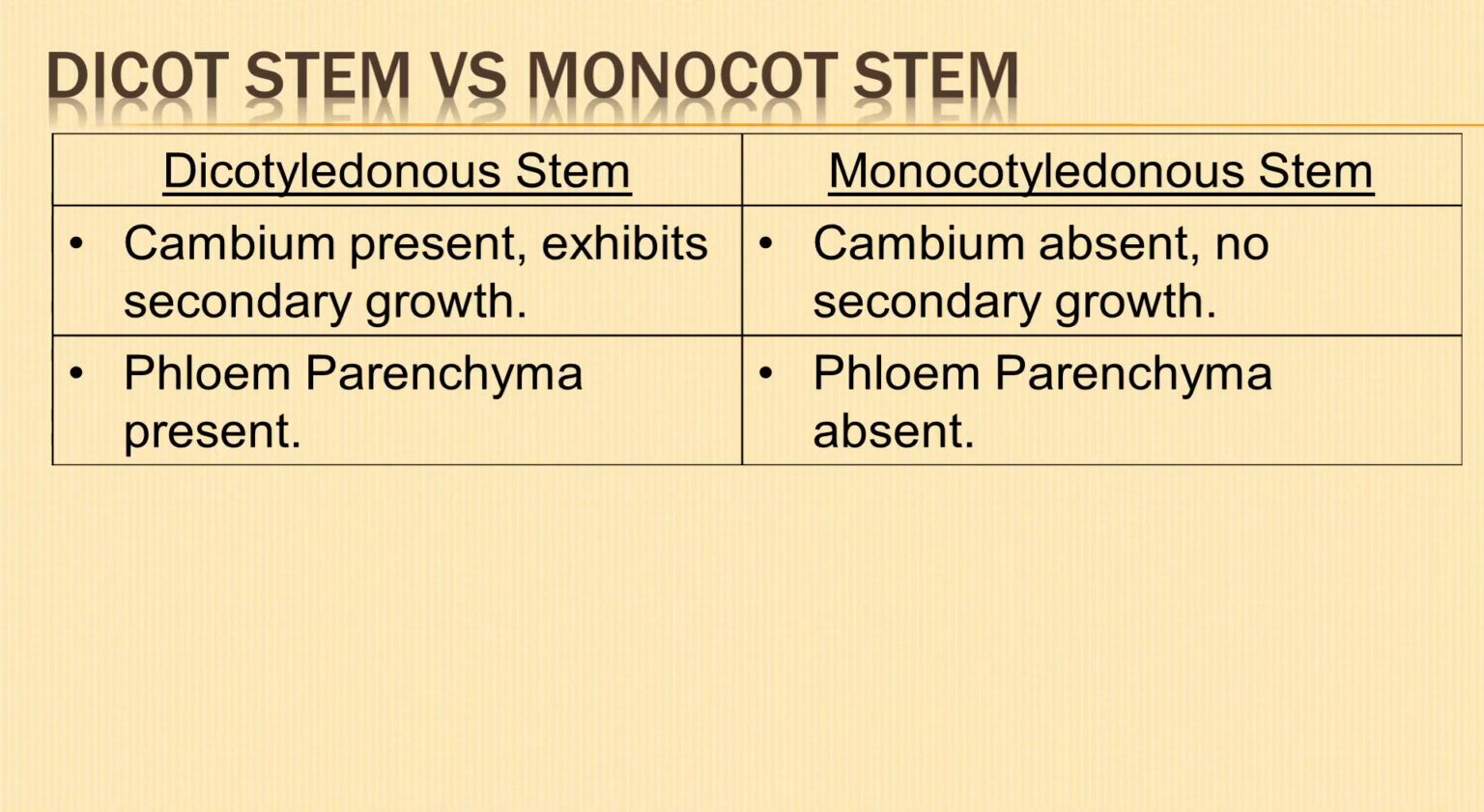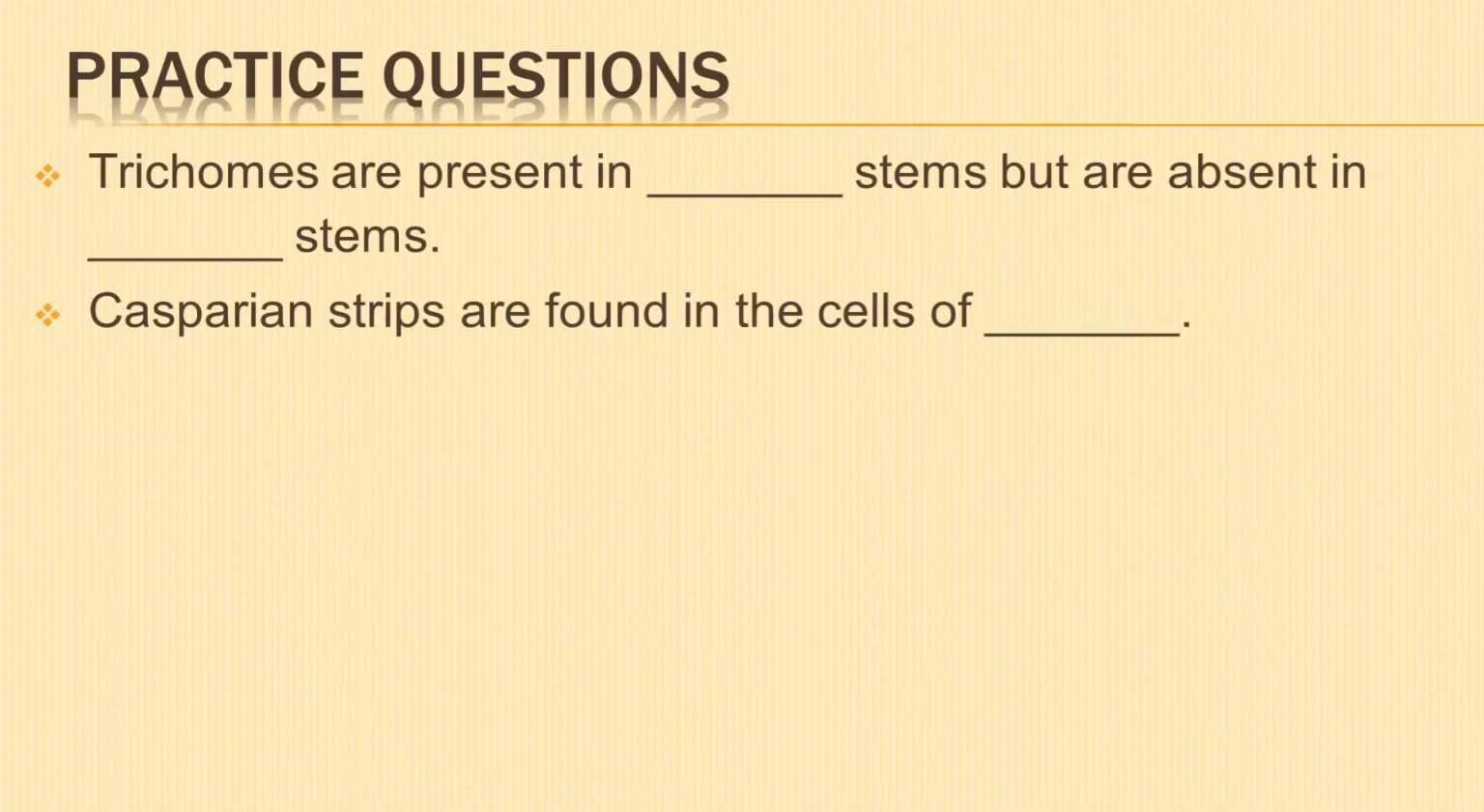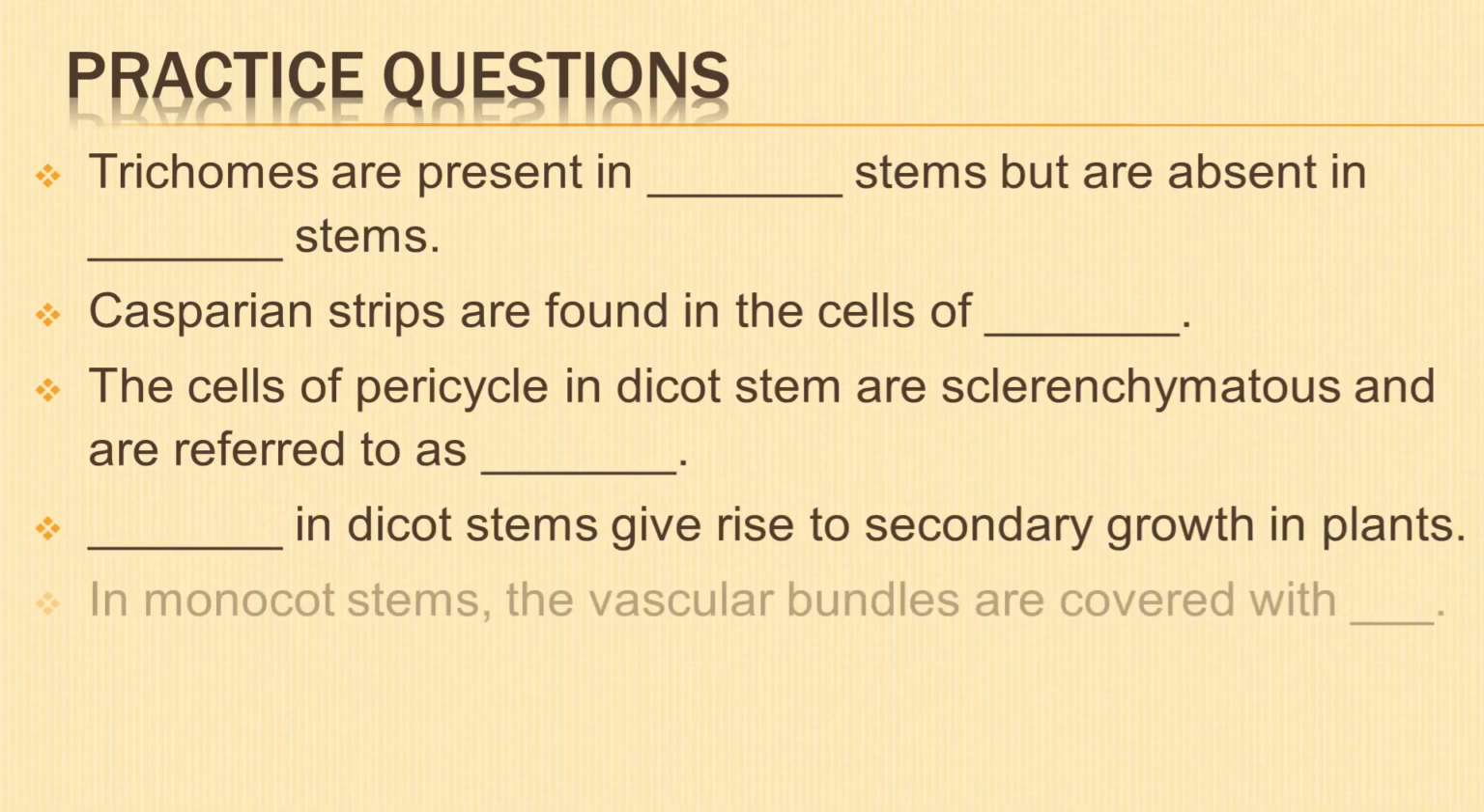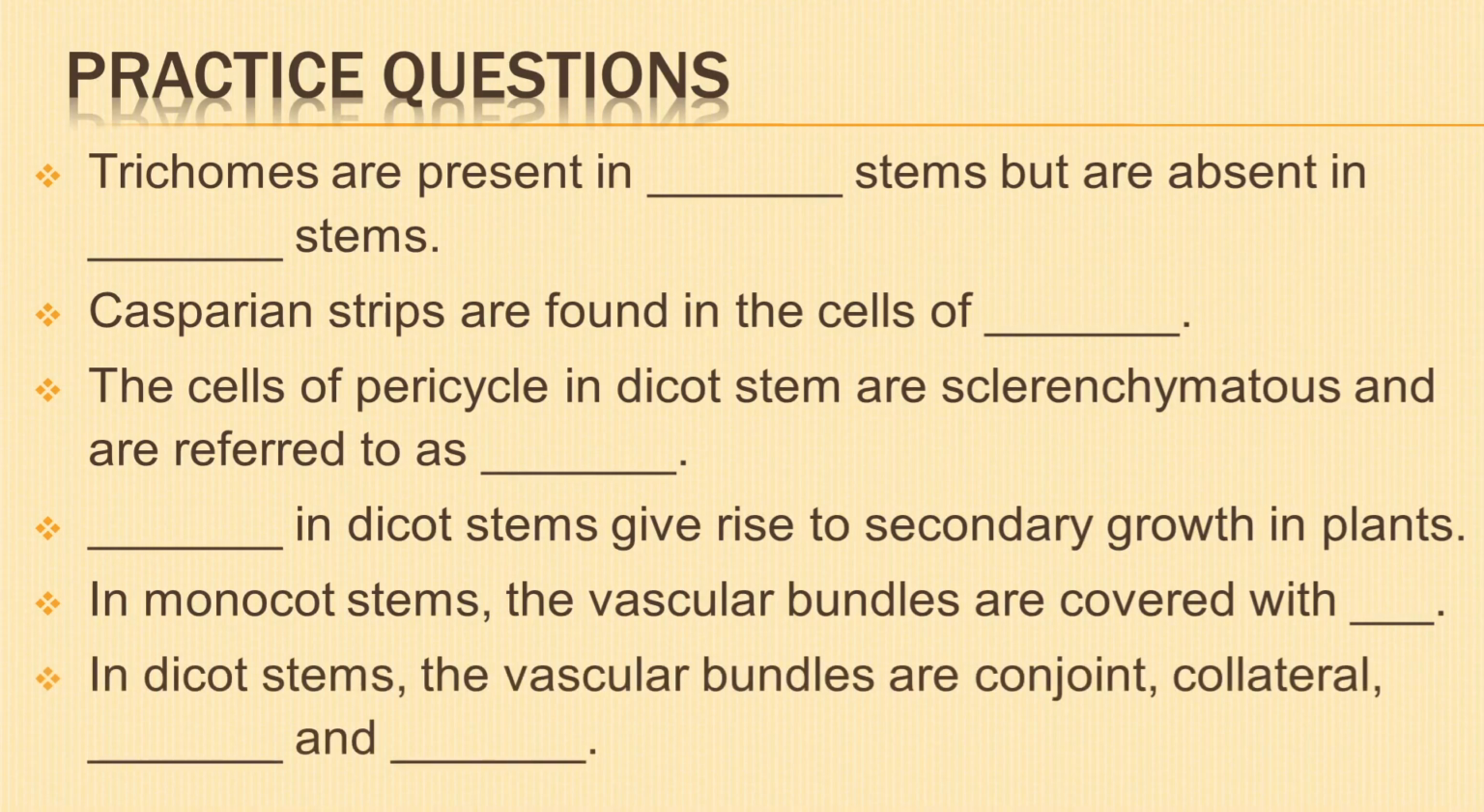So today we have learned in detail about the internal structure of dicot stem and monocot stem and also differences between the two. I have some practice questions for you. Please share your answers in the comment section below. You can pause the video and write down the questions if you like.